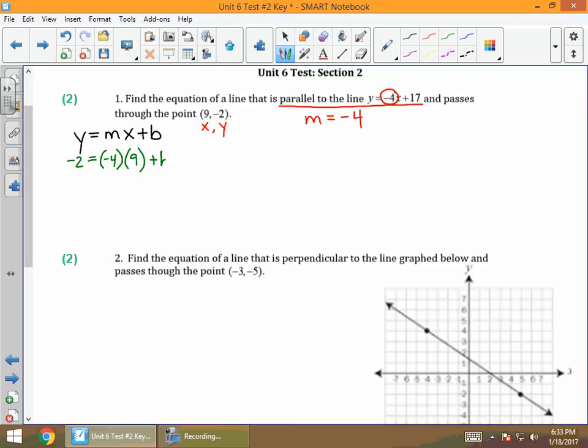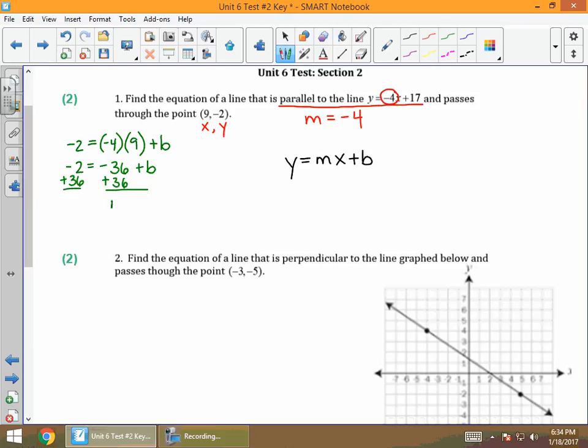plus the b value. All right, well, I'm going to find that b value. All right, let me move that out of my way. So this is negative 2, and that's equal to negative 4 times 9. Well, negative 4 times 9 is negative 36. Plus b. And to get b by itself, I'll add 36 to both sides. And I end up with a b value of negative 2 plus 36, which is 34.